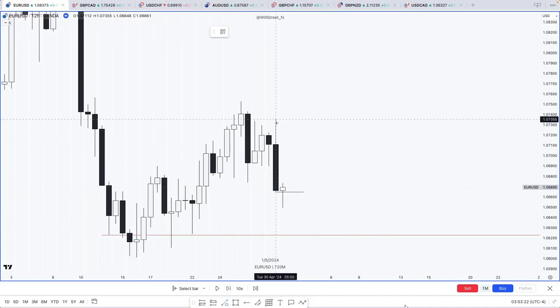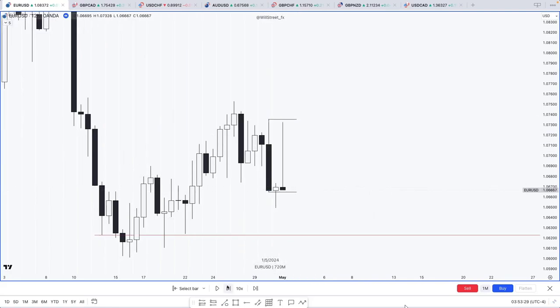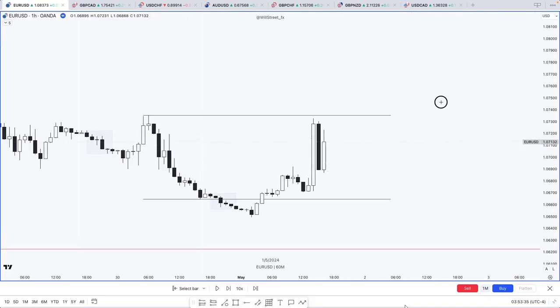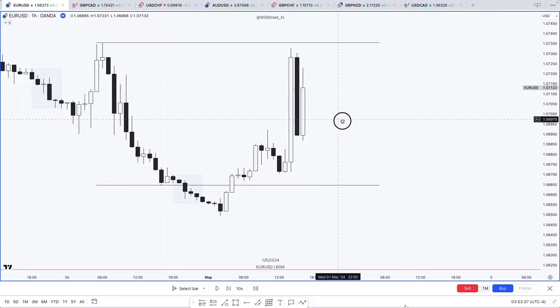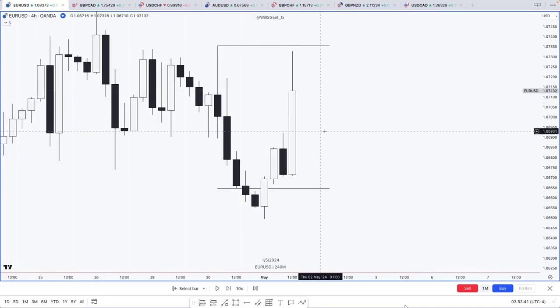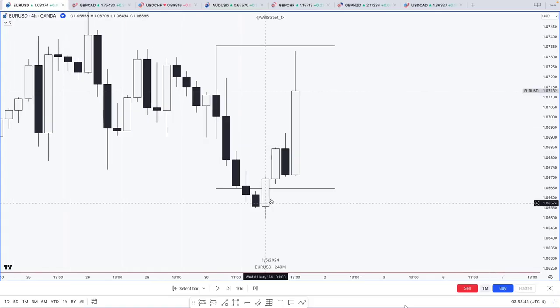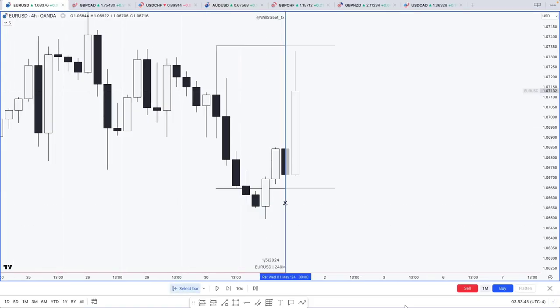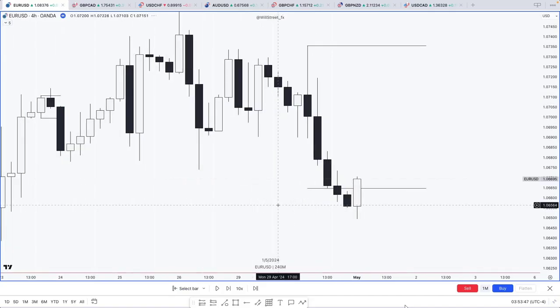So we have bias for the next, in this case, days until this high is reached. Perfect. Why? Because look at this. There's a lot of things that I can say. Okay, let's go step by step.